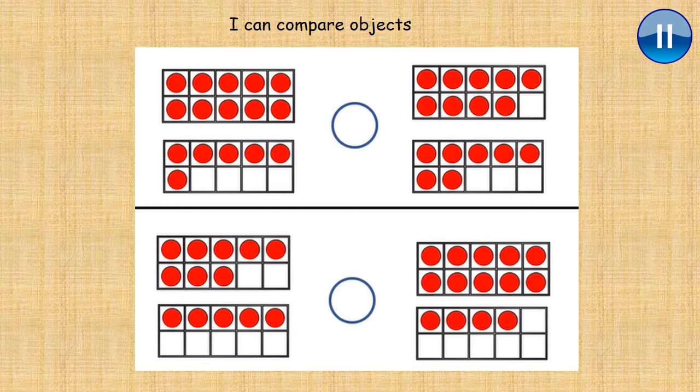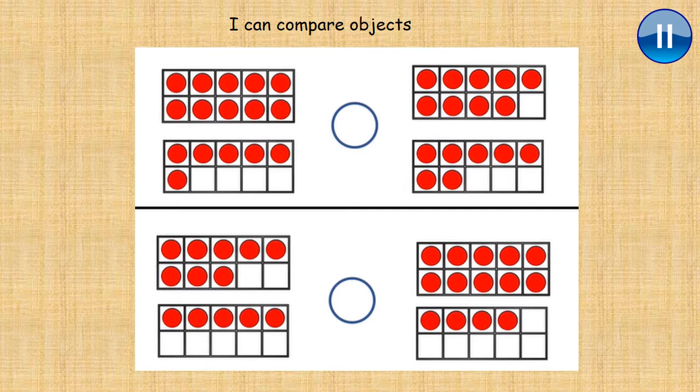Have a look at these tens frames. We're going to compare them. What symbol will you use? What do you need to do first of all? That's right. You need to count both sides. Pause the video whilst you do this. Then you can decide which symbol you will use to compare them.